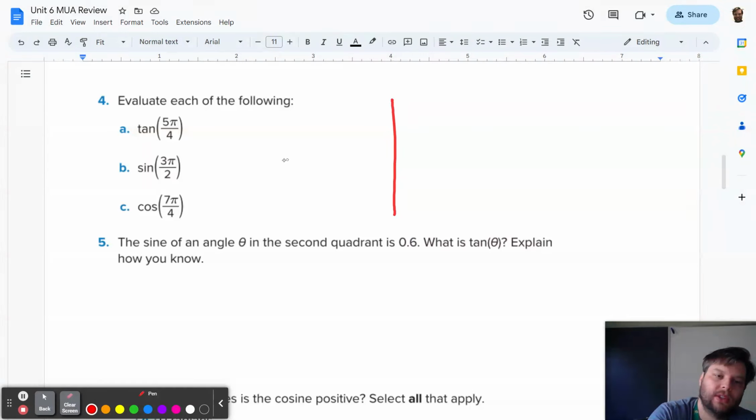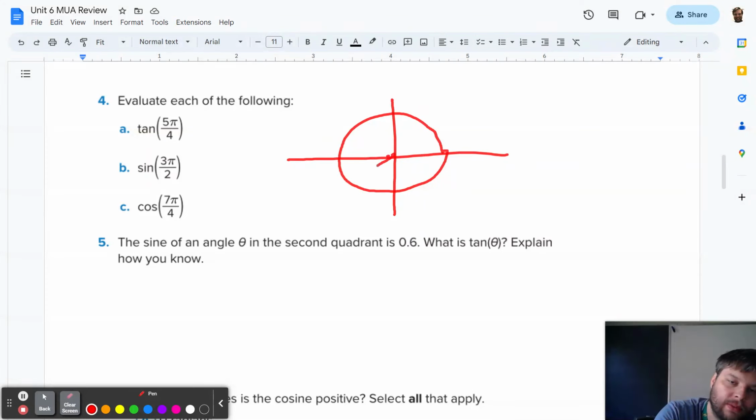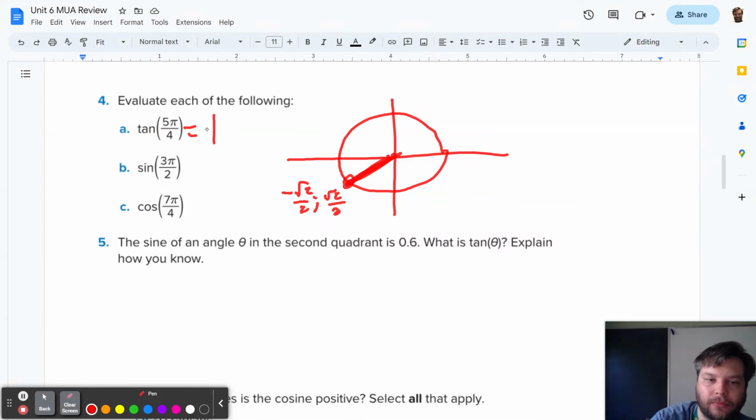All right. So tan of 5 pi over 4. So 5 pi over 4 is down here, this 45-degree angle. Down here, both the sine and cosine are the same value. They're both negative root 2 over 2. If you divide something by itself, you're going to get 1. Sine of 3 pi over 2. 3 pi over 2 is straight down here, so that's negative 1.